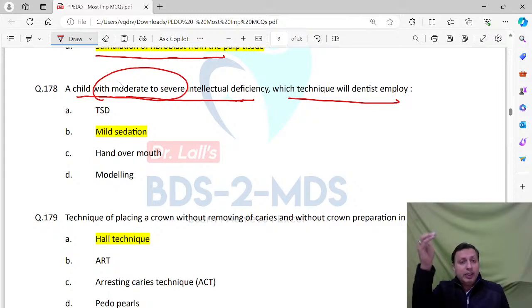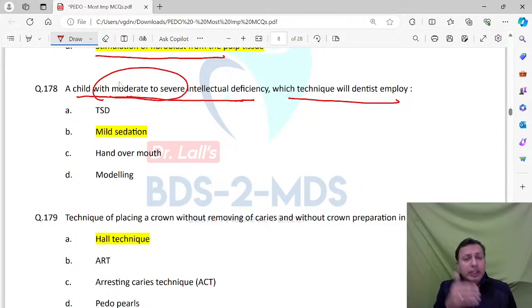If you remember, in the lecture I have told you the classification of the IQ. We start from intelligent, very intelligent, average, then borderline impaired, and so on. And in the last, if the IQ is less than 69, then the child has an intellectual disability. The kids who have an IQ less than 69 are further classified by the American Association on Mental Deficiency into mild, moderate, severe and profound. Now they are asking about the kids who are moderate to severe.